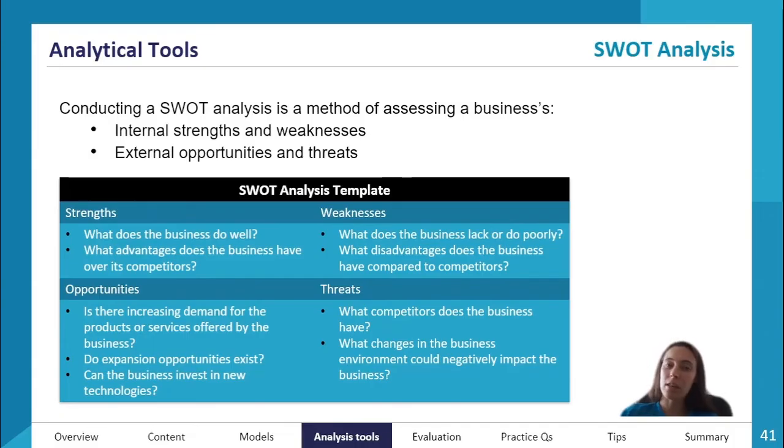Your SWOT analysis, which hopefully you are quite familiar with by now, it's about the internal strengths and weaknesses inside the organization. What is done well? What advantages does it potentially have over other organizations? And then what does it lack or do poorly? And what disadvantages does it have compared to others? Then you're looking at the opportunities and threats that are external to the organization.